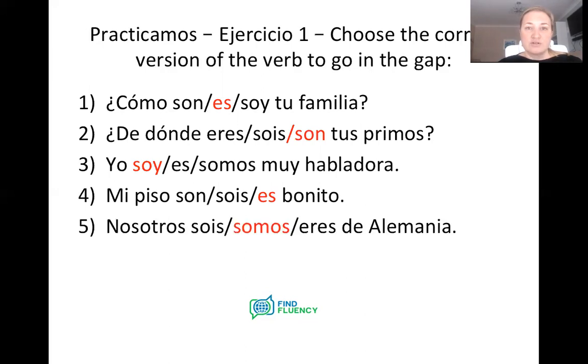Number 5, nosotros, sois, somos, or eres de Alemania. We are from Germany, and that's nosotros somos de Alemania. And you'll see here, for the purposes of this exercise, I've included the yo and the nosotros. Again, that is really just for the purposes of practice and of doing this exercise.